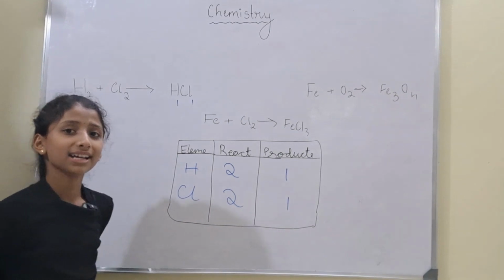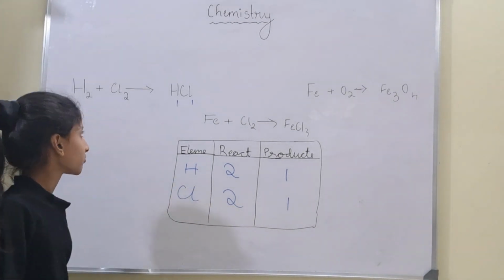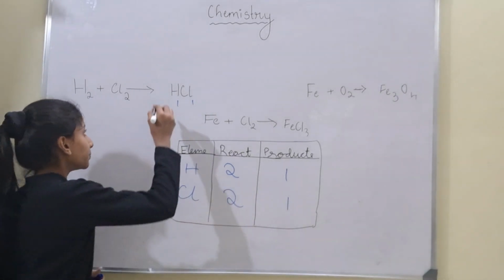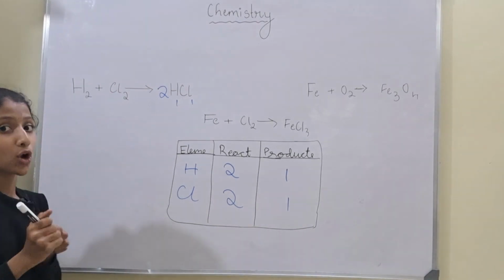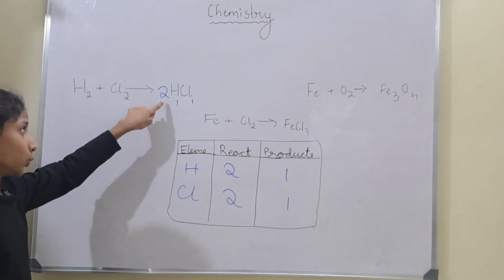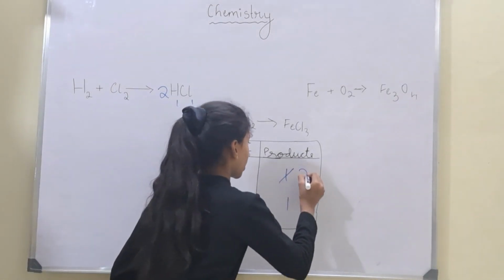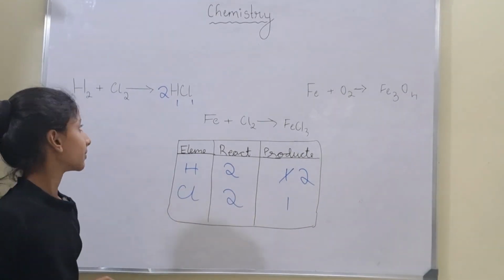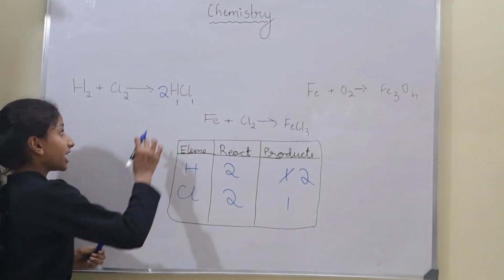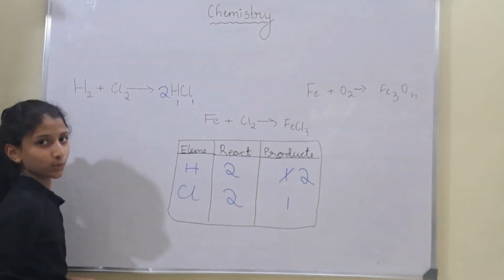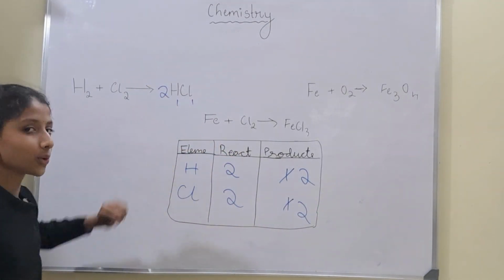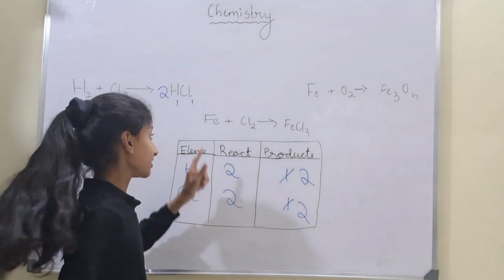Now, is this balanced? No. So, I have to make this 1 into 2. I will put 2 in front of it. Remember, I am not changing the subscript. I am changing the coefficient. 2 times 1 gives you 2. Now, hydrogen is balanced. And as this 2 is in front of HCl, we have to multiply 2 with this 1 also. 2 times 1 is 2. Now both hydrogen and chlorine are balanced. Let's balance this equation.